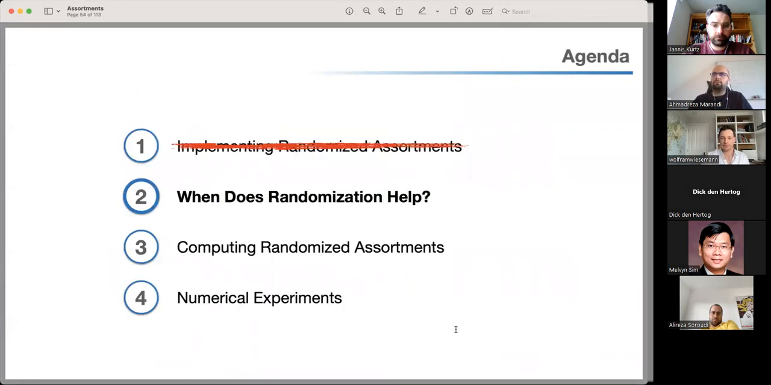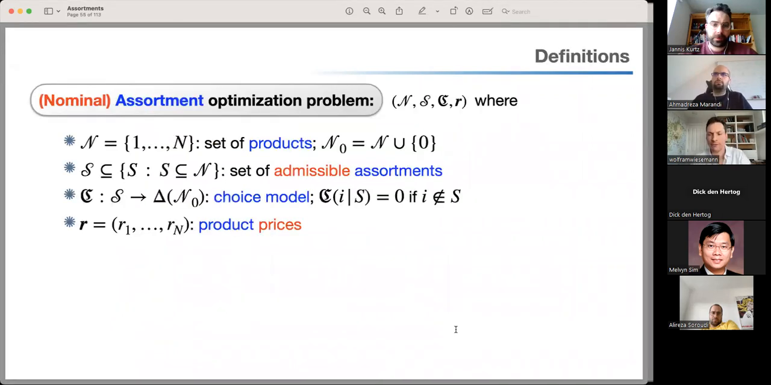All right. Let me now address the question of when randomization can actually help in robust assortment optimization. To this end, I'll first define formally what I mean by assortment optimization. To me, the nominal assortment optimization problem is a quadruple (N, S, C, r), where N is our universe of products, all the products that we can potentially show to our customers.